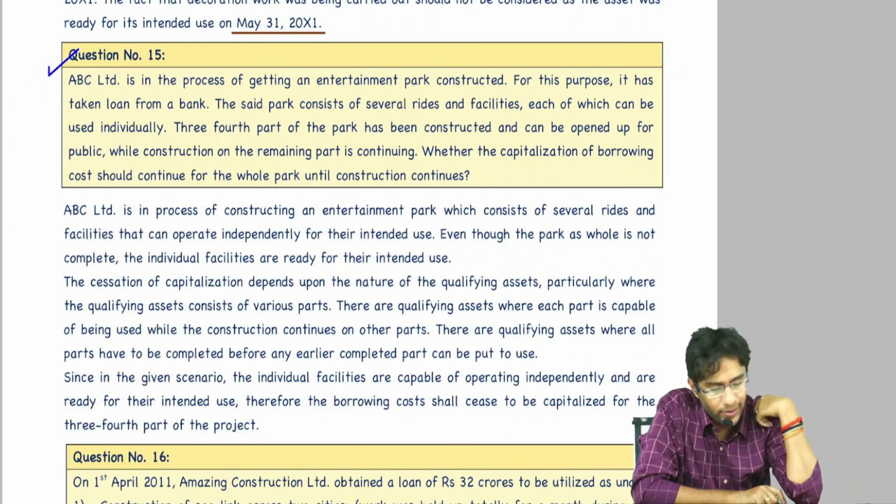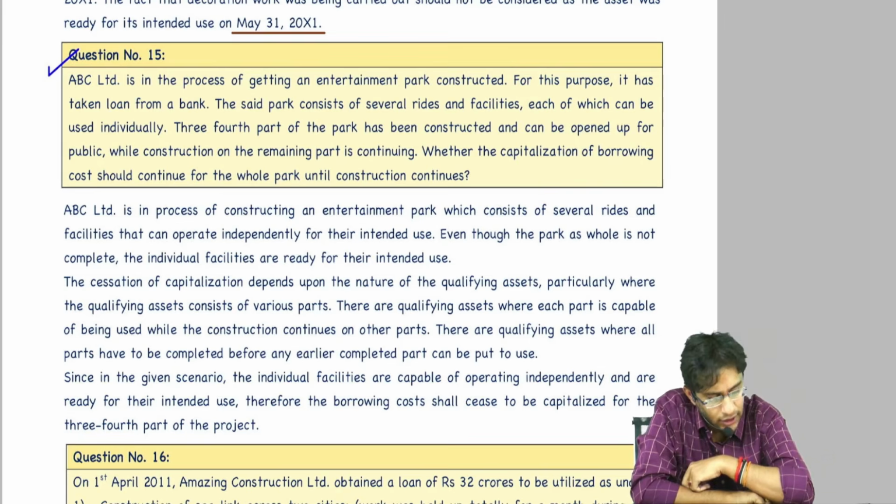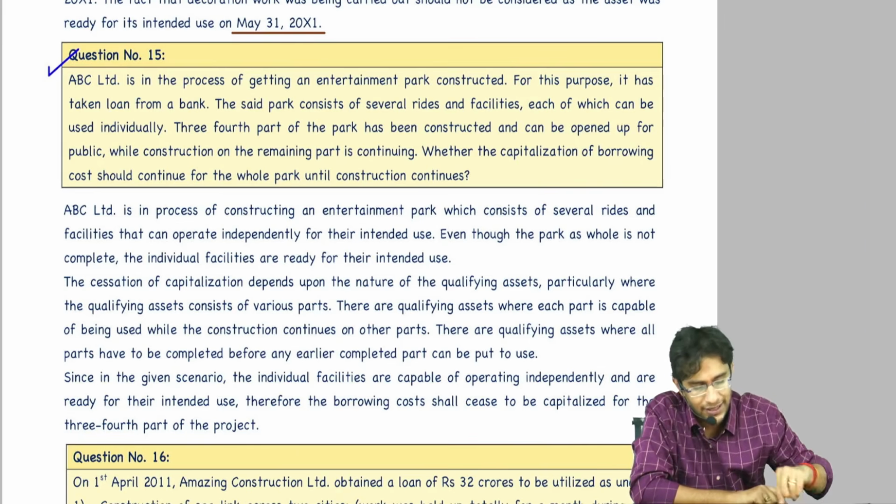Read the question. ABC Limited is in the process of getting an entertainment park constructed. For this purpose, it has taken a loan from a bank. The said park consists of several rides and facilities, each of which can be used individually. Please underline that.